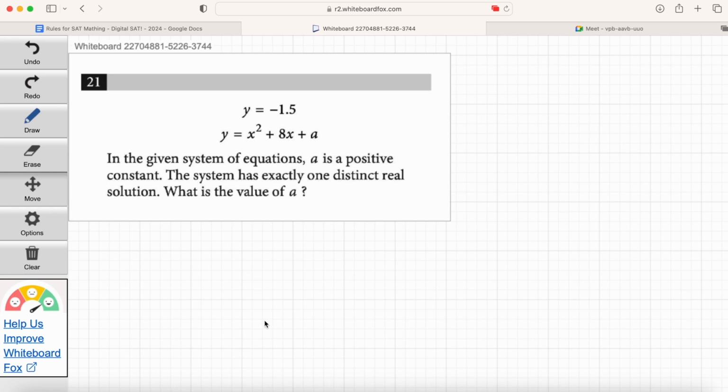In the given system of equations, A is a positive constant. The system has exactly one distinct real solution. What is the value of A? Oh, my goodness. What are we solving for here, Maria? We are solving for the positive solution to A. The positive solution for A.